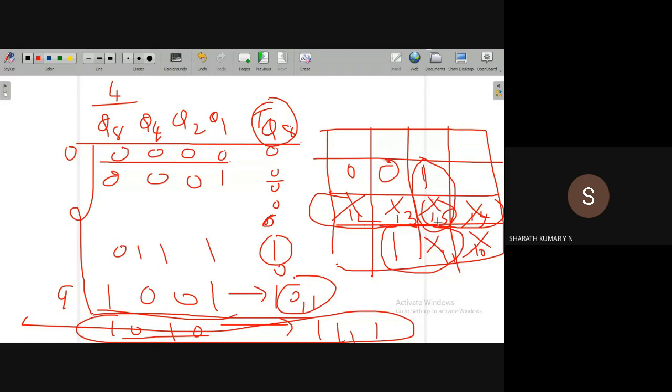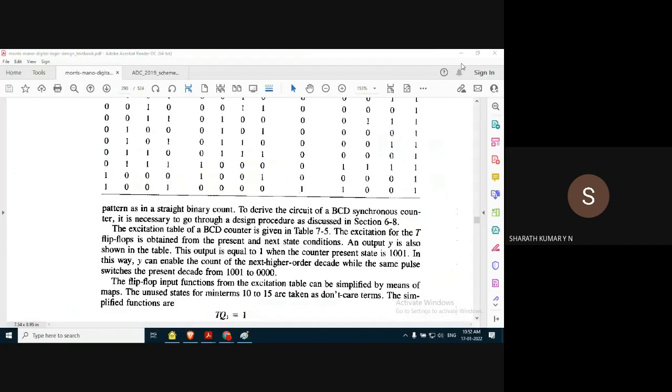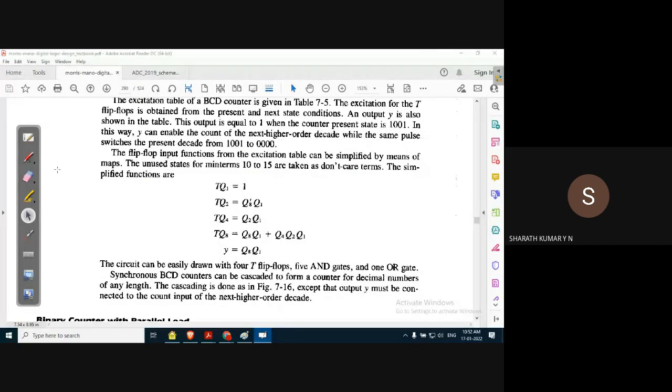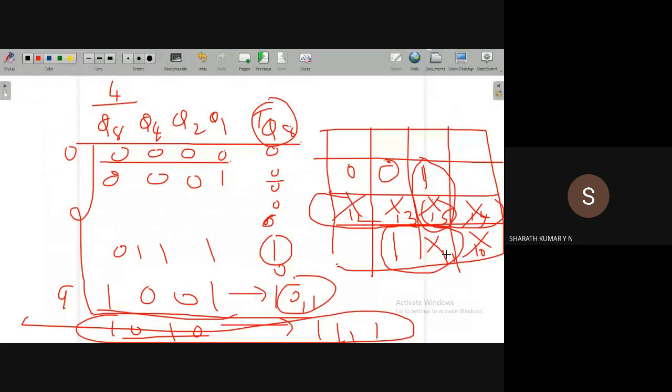Okay, so we can write the expression for TQ8. As you can see, when you write the expression for TQ8, we'll get two terms. Why two terms? Because we have two groupings. One grouping is... okay, they have simplified this further. What is the simplification, guys?